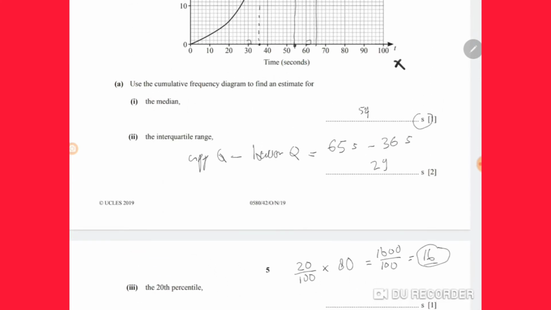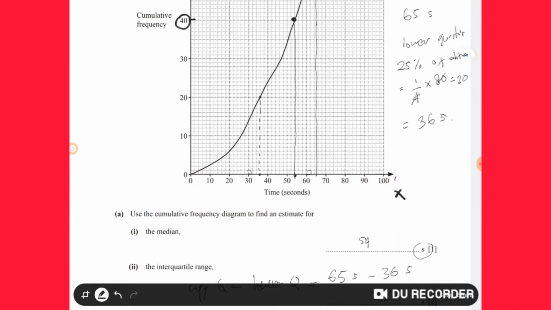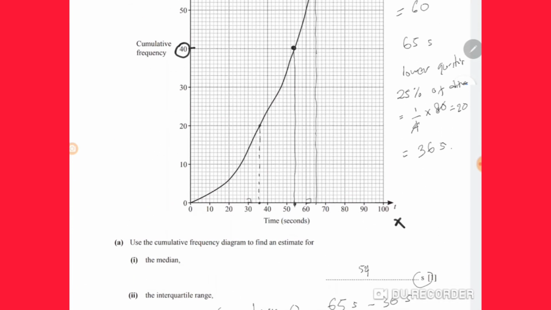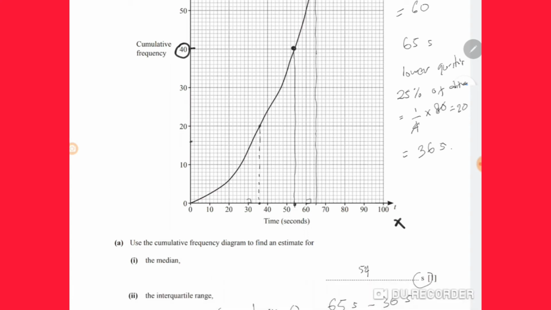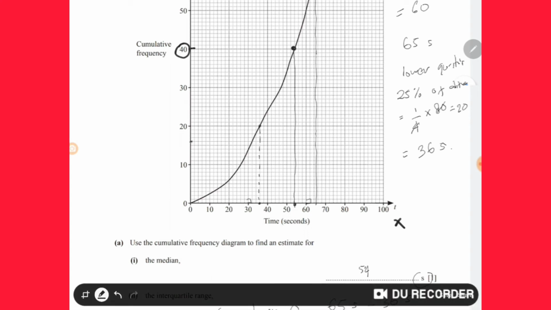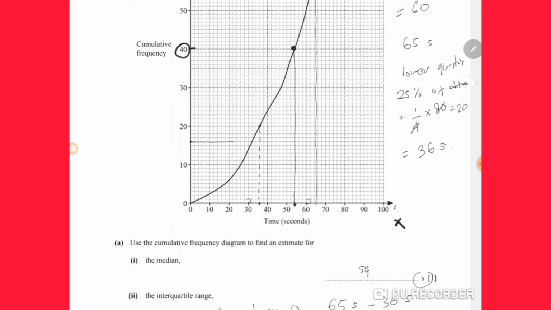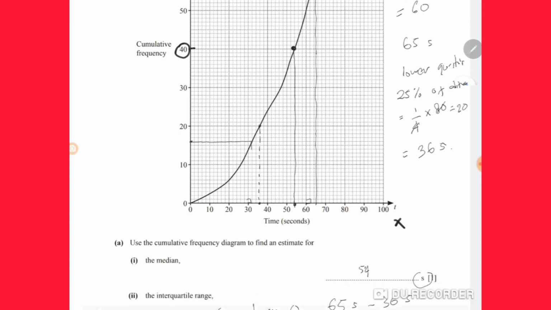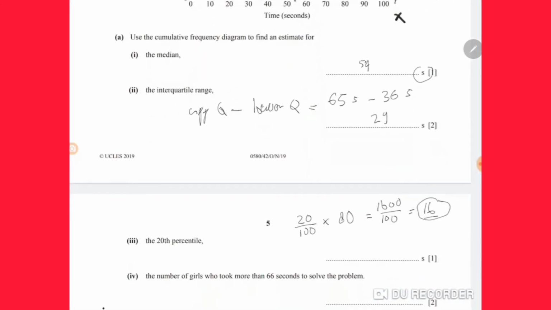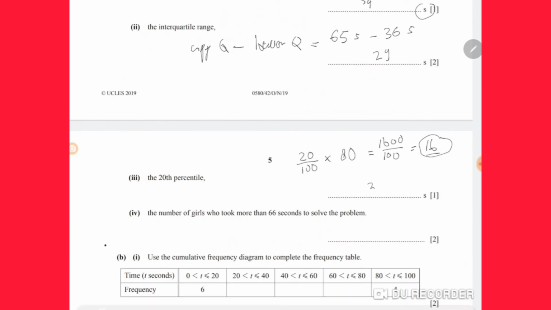So what is 16? Use this scale. For the cumulative frequency, one box represents 1 unit. So 16 means 1, 2, 3, 4, 5, 6, it will be here. So it goes here for the 20th percentile, and then you go down, and you have 32 seconds. So you got 32 seconds.